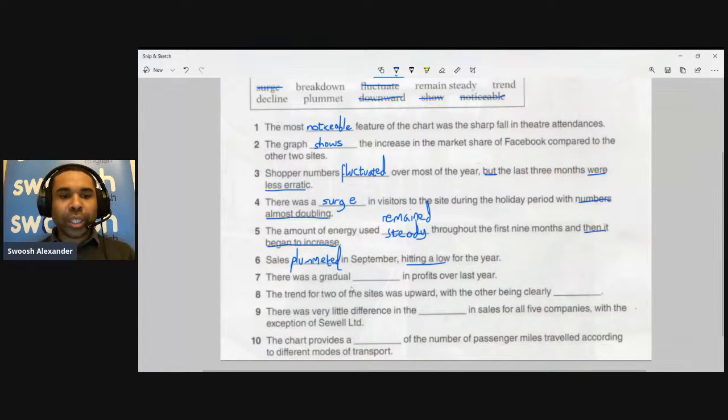Having a look at number 7, there was a gradual something in profits over the last years, a gradual decline. Okay, so a gradual decline, a gradual fall, decrease. All of these are synonyms that we can use. And decline, of course, is a noun that we're using here. So that's the answer we should have got there.